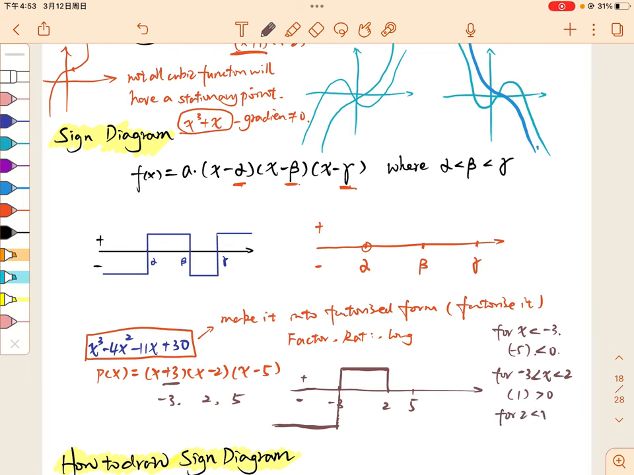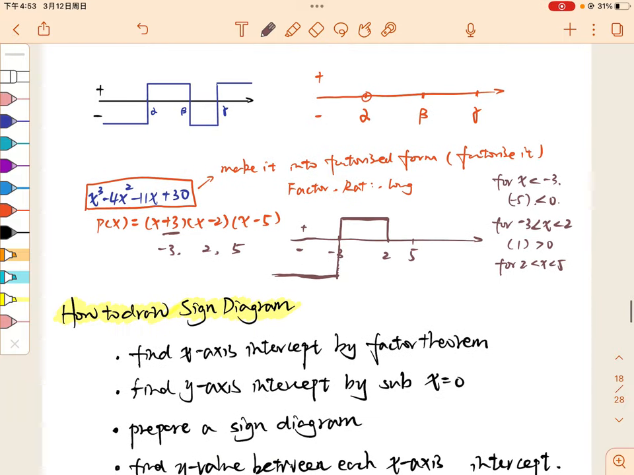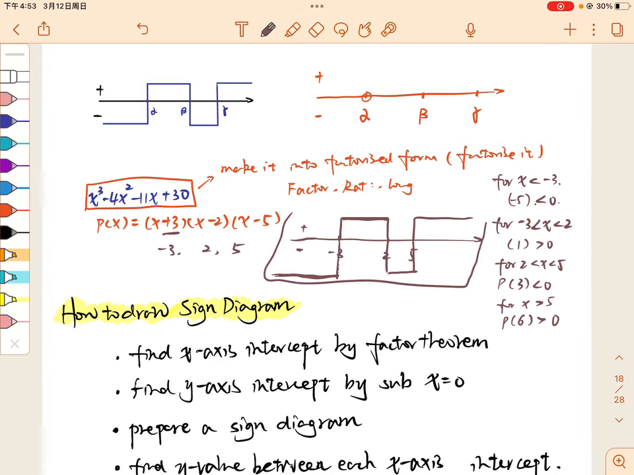For x between 2 and 5, I sub in 3, and my P(3) will definitely be negative. So that means between 2 and 5, my value is going to be negative. And lastly, for x larger than 5, I will probably sub in 6, and P(6) would be larger than 0. So that means from 5 beyond, I would have positive values. So now I have my sign diagram drawn over here. Alright, so that's how we do the sign diagrams.